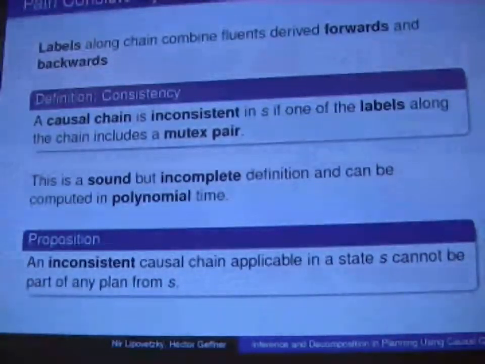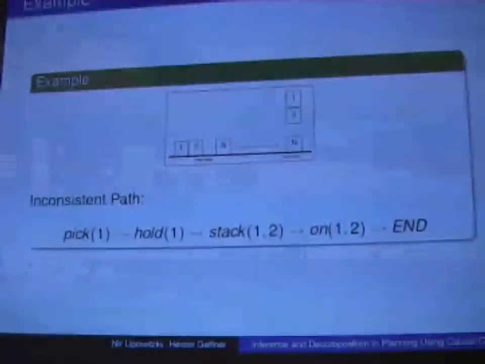Moreover, we say that an inconsistent causal chain applicable in a state cannot be part of any plan from S. So let's see how we recognize an inconsistent path in the previous example. There is this path that tries to pick up the block 1, to hold it and stack it on top of the 2 in order to achieve the end action.